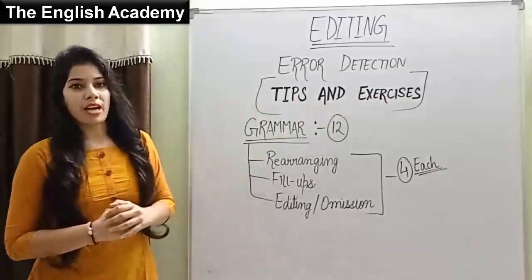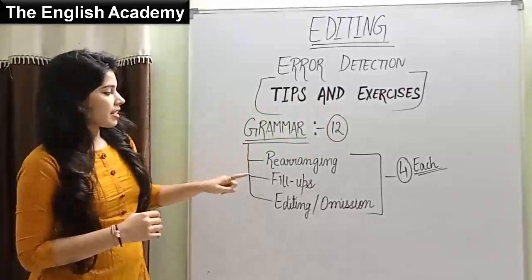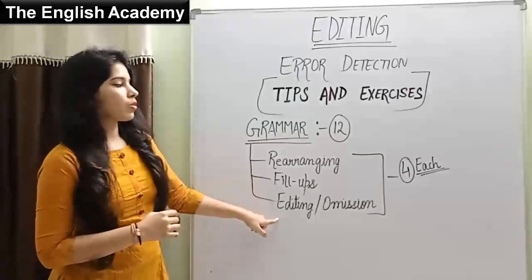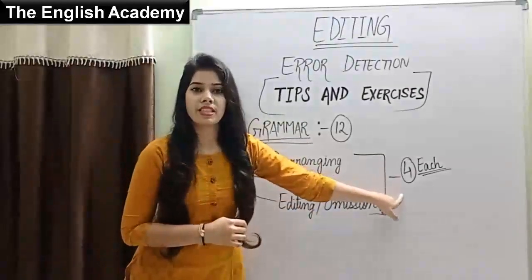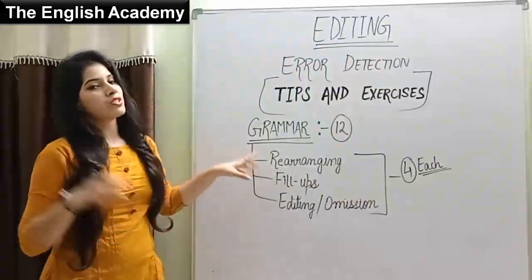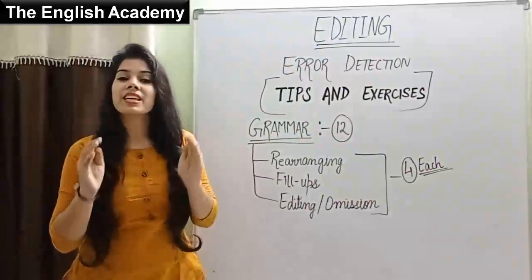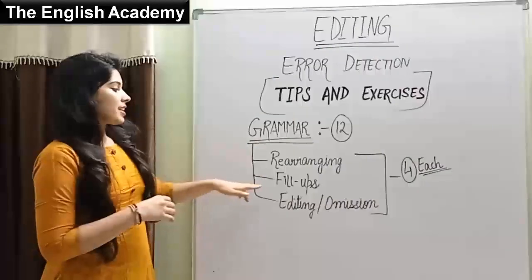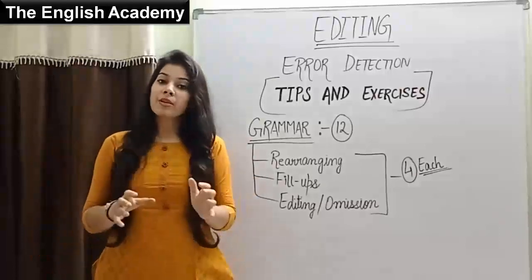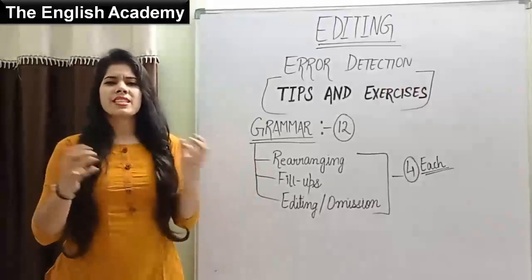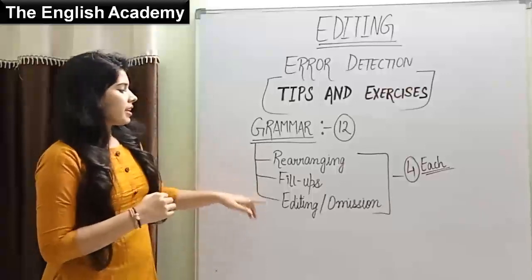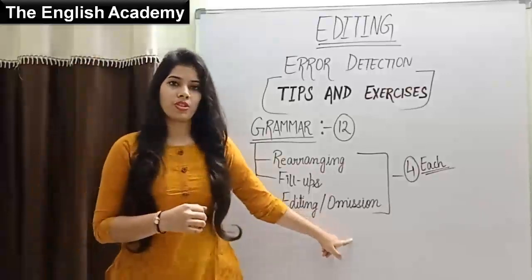is of 12 marks, in which you find rearranging, fill-ups, editing and omission, all 4 marks each. Rearranging means you have to regroup the word and make a correct meaningful sentence. Next we have fill-ups. Then we have editing and omission.